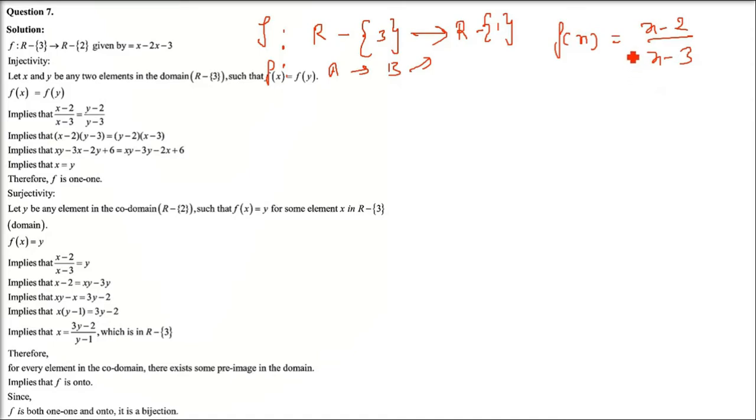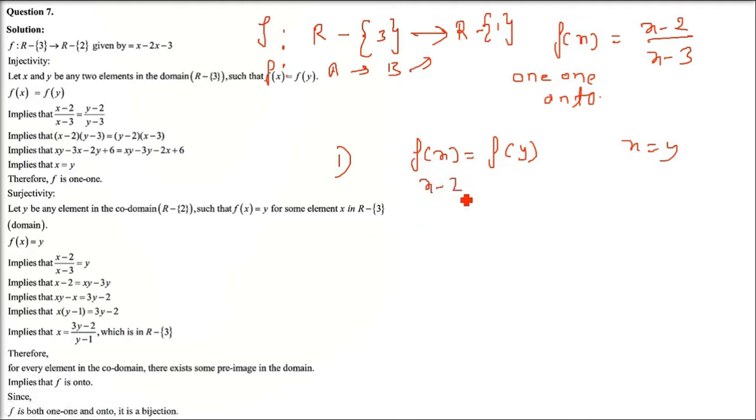Remember, this is a CBSE 2012 NCERT important question. 1 to 1, onto, both we have to prove. So first thing what we do, always for 1 to 1 is simply say f(x) equals f(y) and we have to prove x is equal to y. If we can prove x equal to y, then it is done.